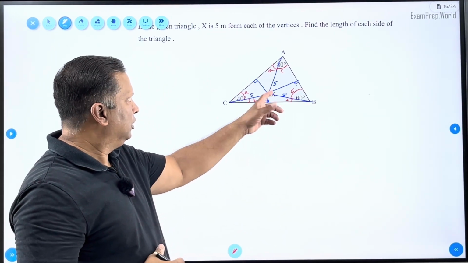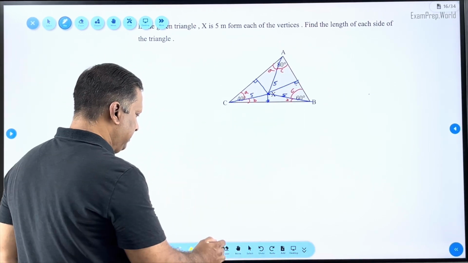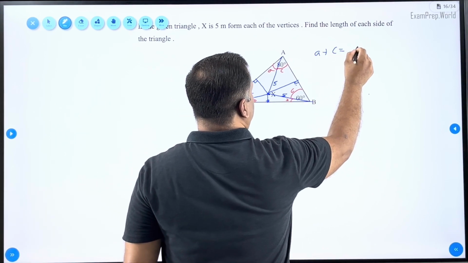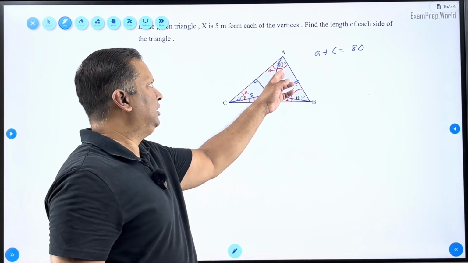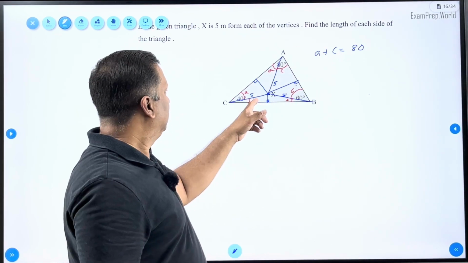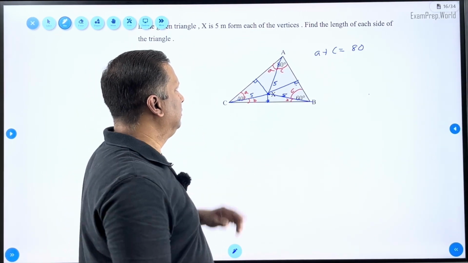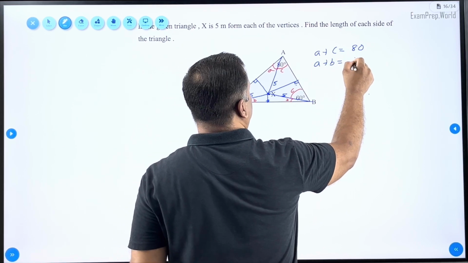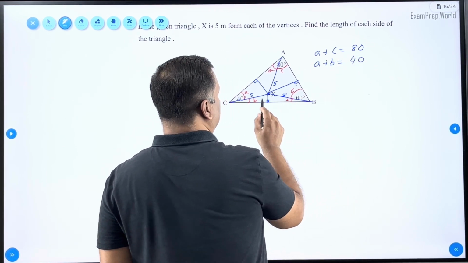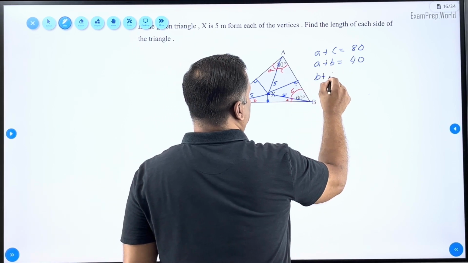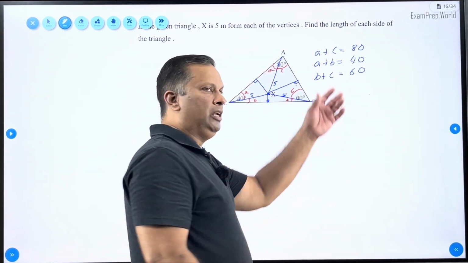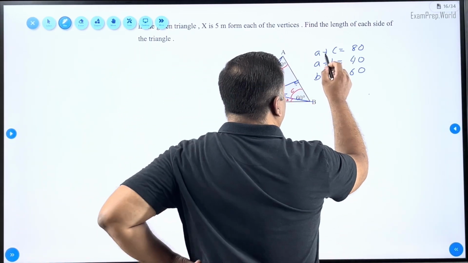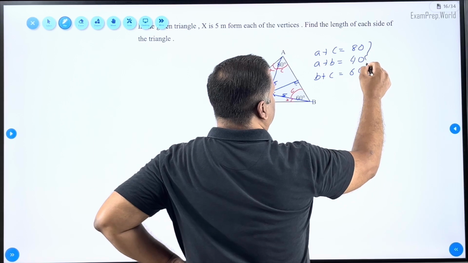Once you have done this, you understood, right? So now what we will do: A plus C is how much? Let's figure out A plus C. A plus C is given as 80 degrees. Now A plus B is 40 and B plus C is 60. You have 3 linear equations. Can you find the value of A, B and C? Very, very easy.